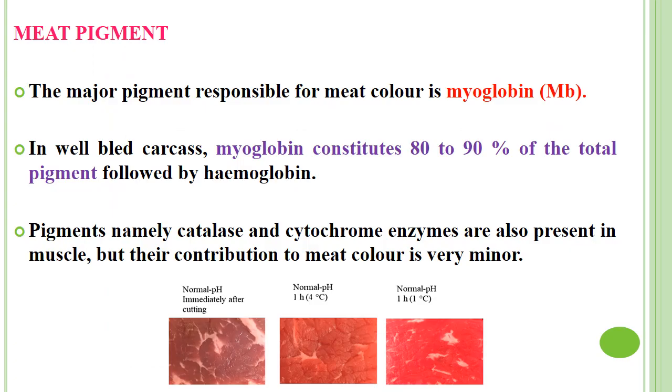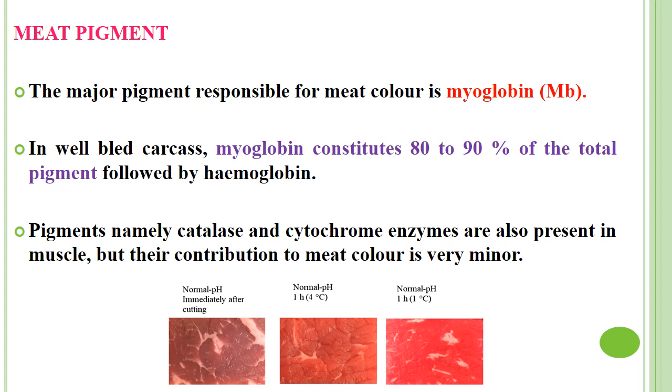Now first we will understand about meat pigment. The major pigment for meat color is myoglobin, that is also we can say the muscle pigment, which is mainly responsible for color of muscle or color of meat.